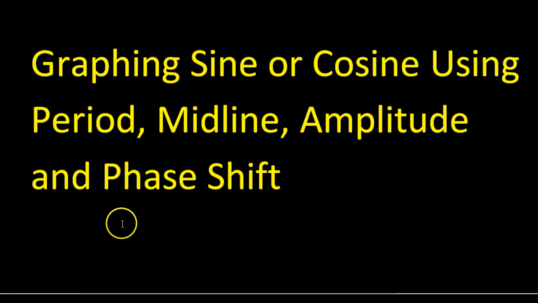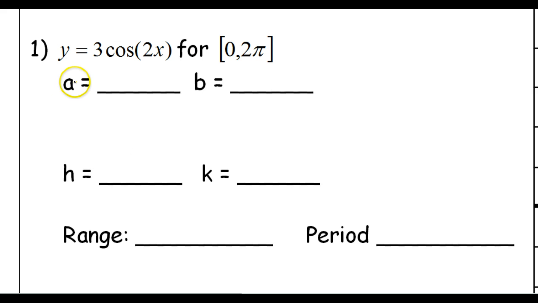In this video, we will continue practicing graphing sine or cosine using period, midline, amplitude, and phase shift. We have done this in previous videos, so if you need more practice, go look for those. Okay, the A value is 3, that's the amplitude. The B value is 2. That's going to help us find the period later.